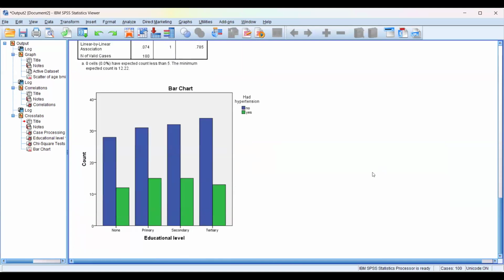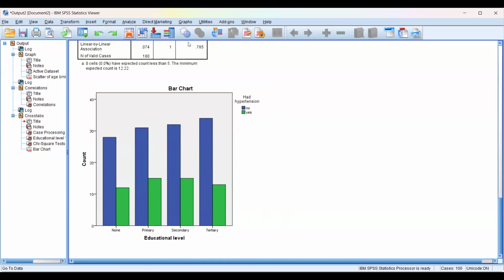Now, going down, you will see an example of the bar chart, which we saw the last time we had our class. Those who don't have hypertension are blue. Those who have hypertension are green. So you can see here that in all, there are more people without hypertension compared with those with hypertension. That is just for that.